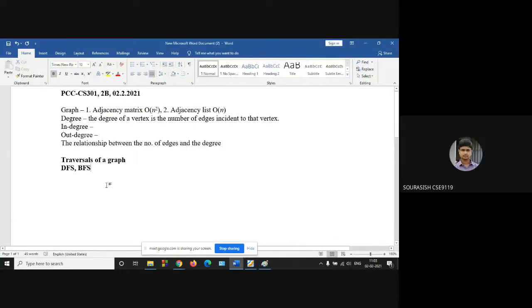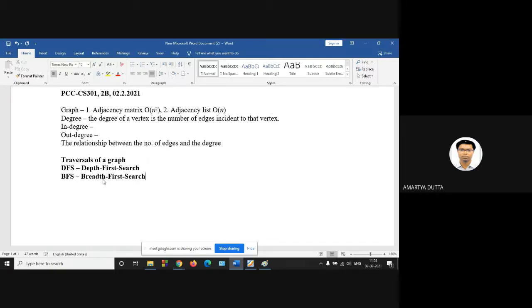Sir, can you write the full forms? DFS is depth first search and BFS is breadth first search.